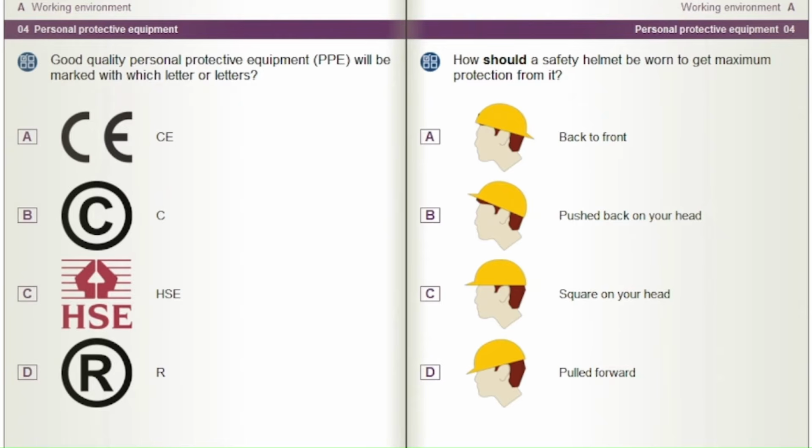Good quality personal protective equipment, PPE, will be marked with which letter or letters? CE, C, HSE, R.